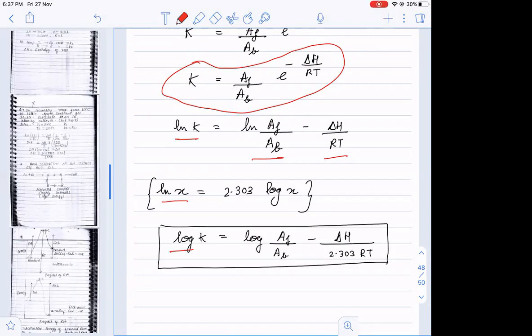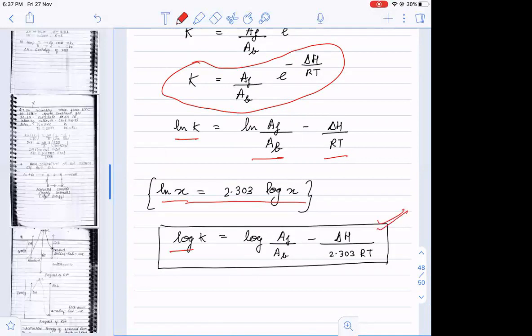Okay. Now, there is a conversion factor. ln x is equal to 2.303 log x. In case you didn't know it, I mentioned it down. Now we are going to convert all ln used into log. So what we did was divide all ln's by 2.303 and hence obtained the equation in log.